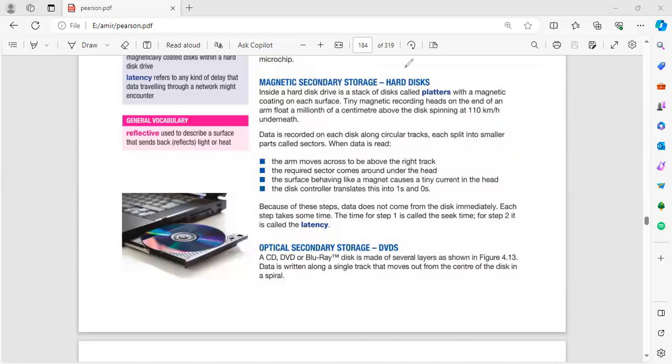Now, first we talk about magnetic storage. Magnetic secondary storage is basically the hard disk. I will show you the hard disk in a second. They haven't shown it. I will show you magnetic storage.